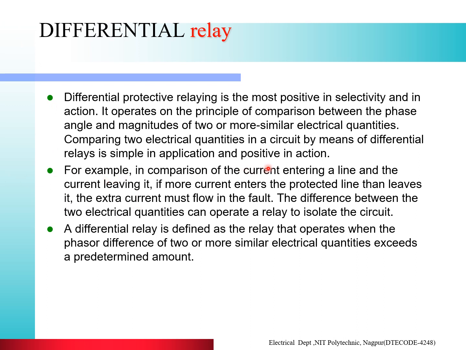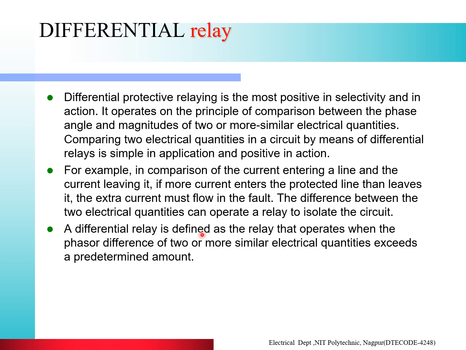For example, in comparison of the current entering a line and the current leaving it, if more current enters the protected line than leaves it, the extra current must flow in the fault. In the last diagram you saw the incoming current and outgoing current; if there is a difference, then the difference between the two electrical quantities can operate a relay to isolate the circuit. Then and only then will that relay give the trip signal to the circuit breaker and the breaker will operate.